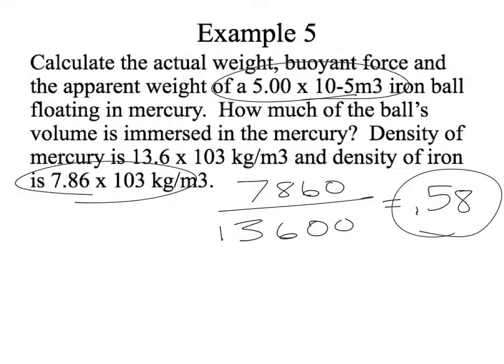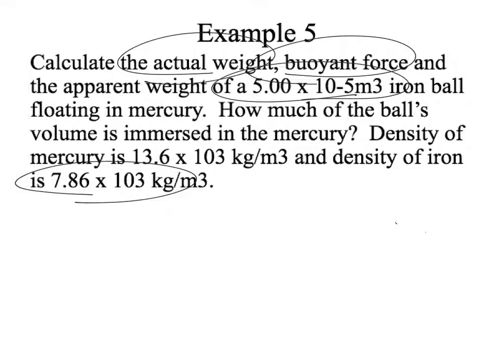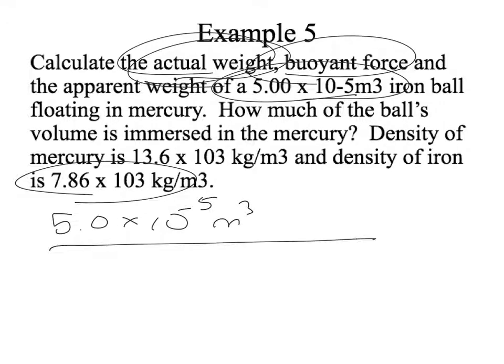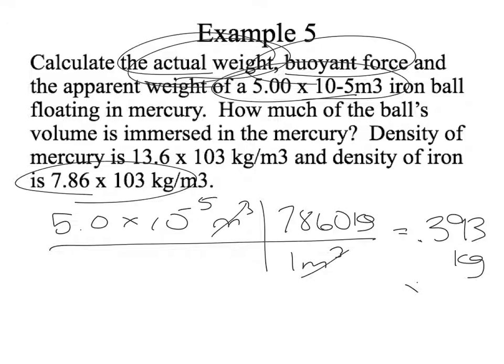Now, as far as the actual weight and buoyant force, let's deal with those. We are going to need a little bit more room. Just remember we have 58% of it under the mercury. We kind of figured that out. Actual weight is just F sub g. So I'm going to take the volume and this density, and I will get the kilograms of iron. Now, this is everything to do with F sub g. This has nothing to do with F sub b. This is F sub g.